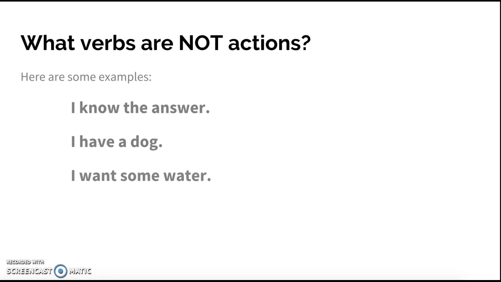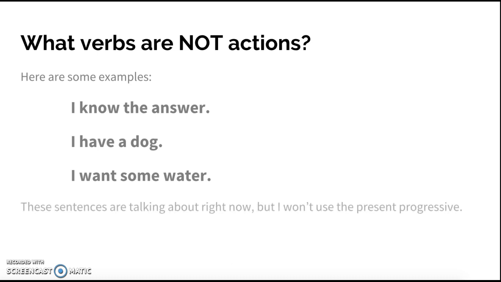And one more example, I want some water. Again, want is not really an action. I'm not doing anything, right? These sentences are talking about right now, but I don't use the present progressive. What verb tense am I using here? The simple present.